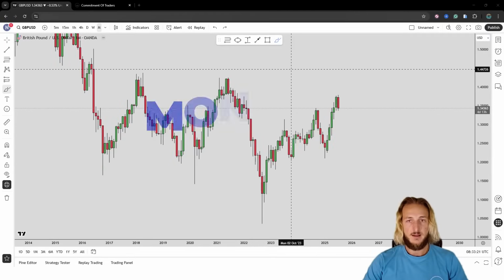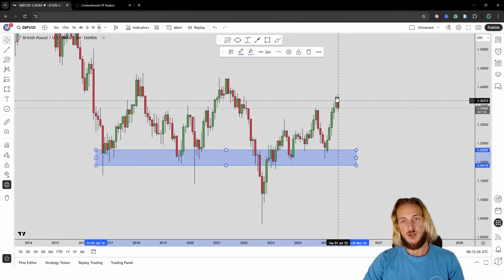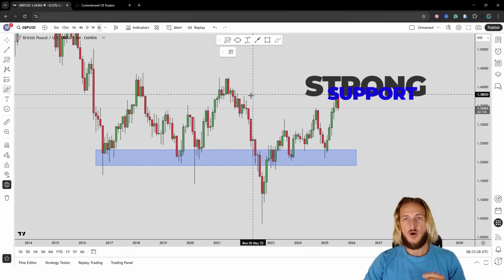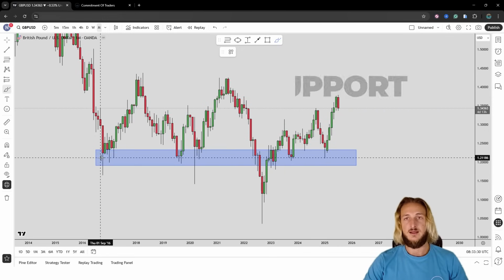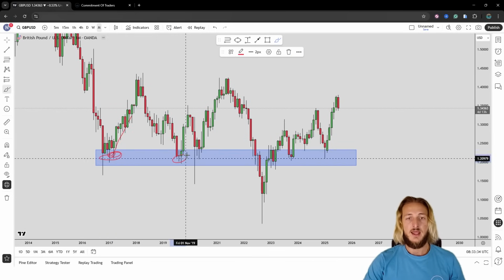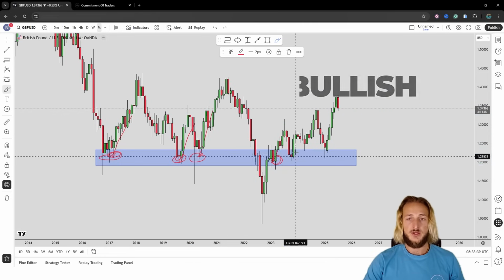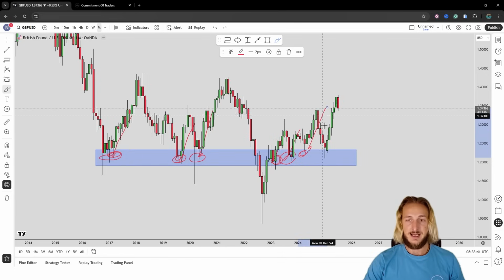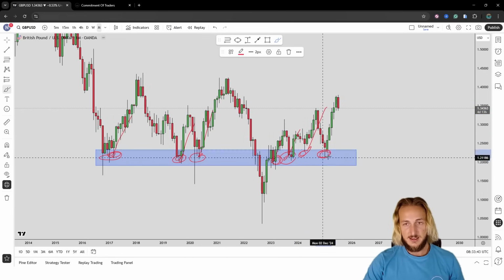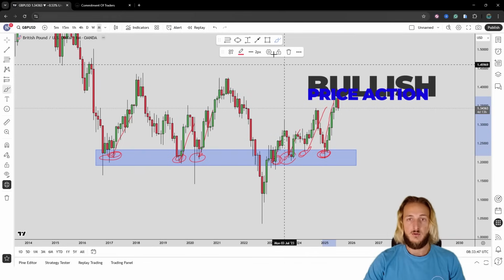Starting here from the monthly time frame, what we can see is that we have a market which at the moment is testing and rejecting to the upside a quite strong historical monthly demand and support zone. Every single time the market tested this area, it rejected it to the upside quite aggressively. And what we can notice is that right now we're getting the exact same thing. The market has already tested its zone here and has already rejected it to the upside quite aggressively.